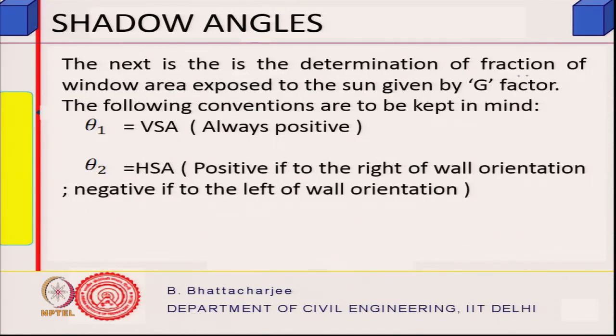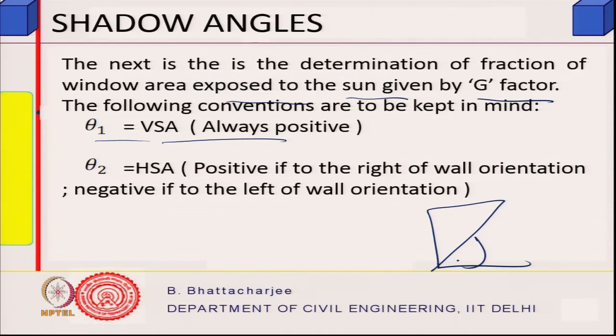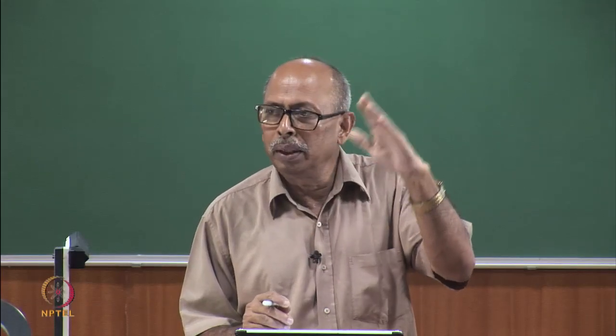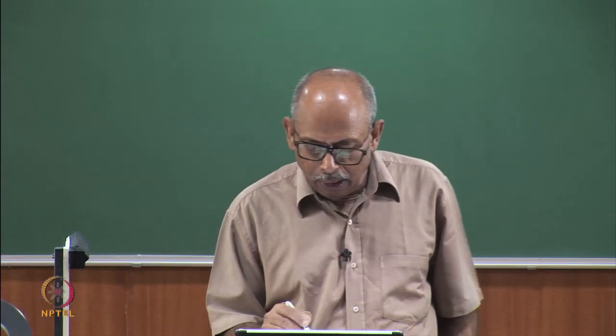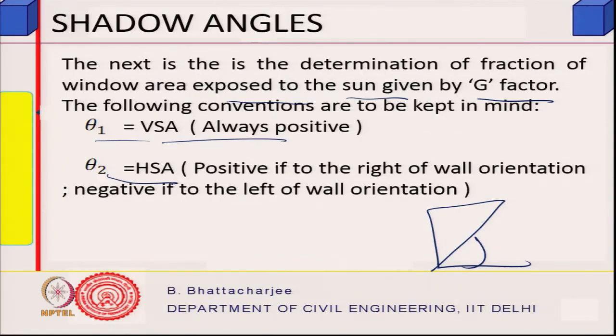So, we understand this, and we make use of them again. The next is the determination of the fraction of window area exposed to the sun, given by a factor g. Vertical shadow angle will always be positive, it cannot be negative, because it is measured from the horizontal ground vertically upward, touching the tip of the shading device. And the horizontal shadow angle, which is for the vertical fins or shading devices, is positive if it is to the right of the wall orientation, and negative if it is to the left of the wall orientation.